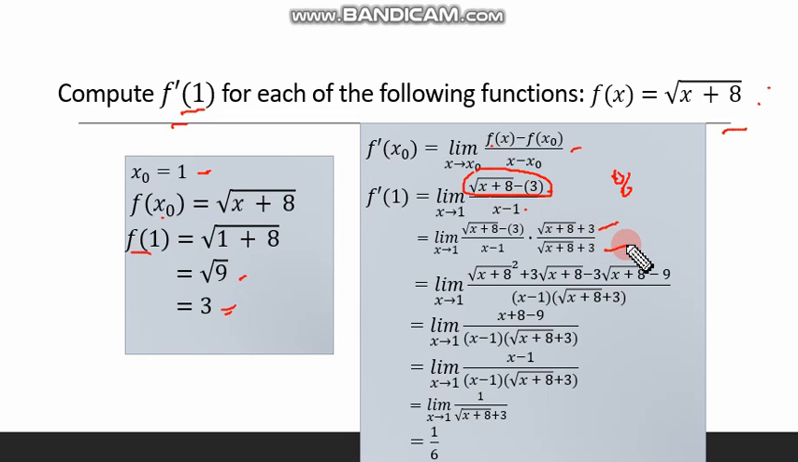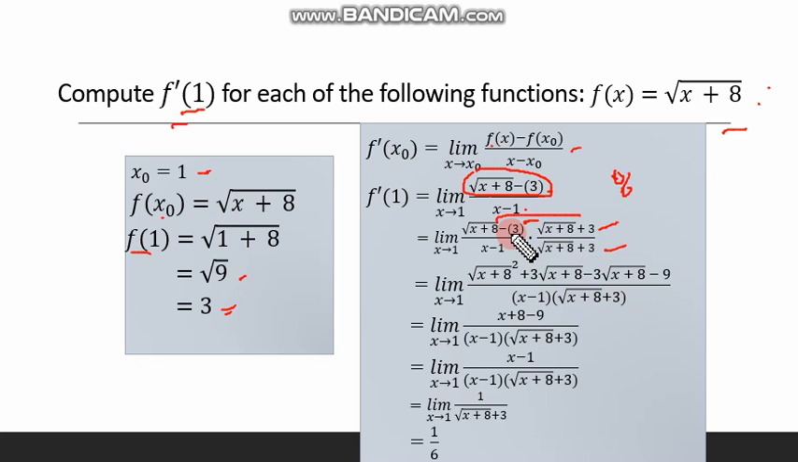Now, let's solve. So square root of x plus 8 times square root of x plus 8, that's square root of x plus 8 squared. And then outer, square root of x plus 8 times 3, that's 3 square root of x plus 8. And inner, negative 3 times square root of x plus 8.